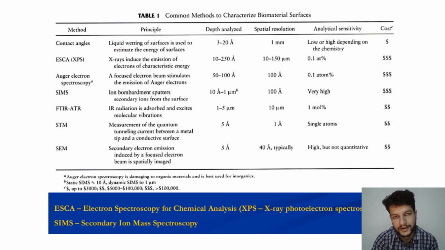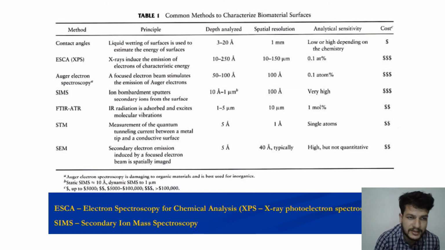If the contact angle is less, the surface is more hydrophilic. If the contact angle is less, that means the droplet of water is more dispersed on the surface. And if the contact angle is more, that means it is not dispersed on the surface, and that means the surface is more hydrophobic.